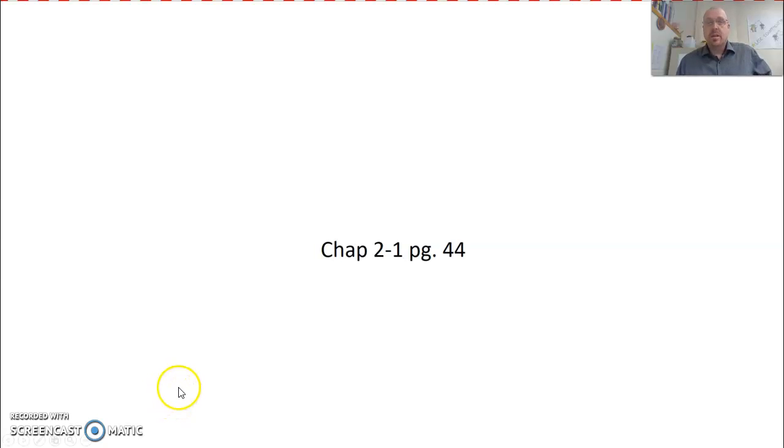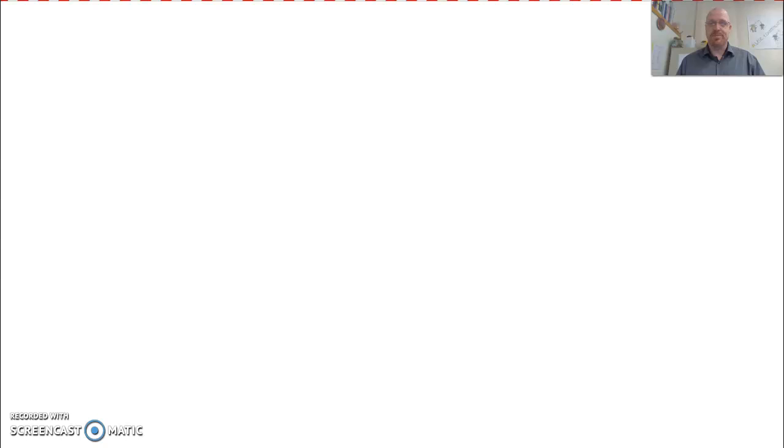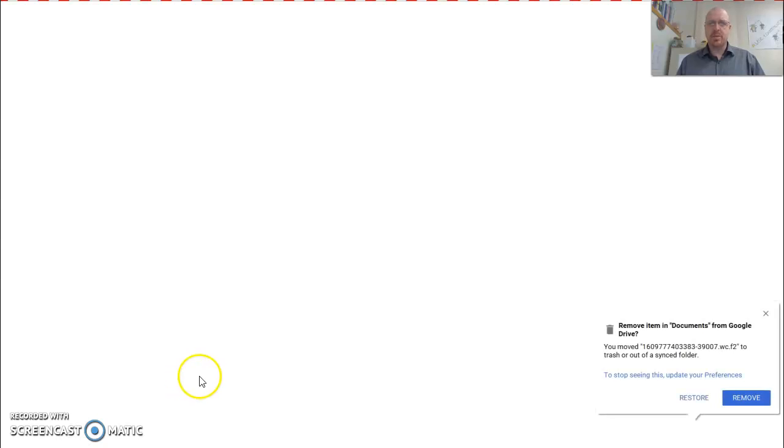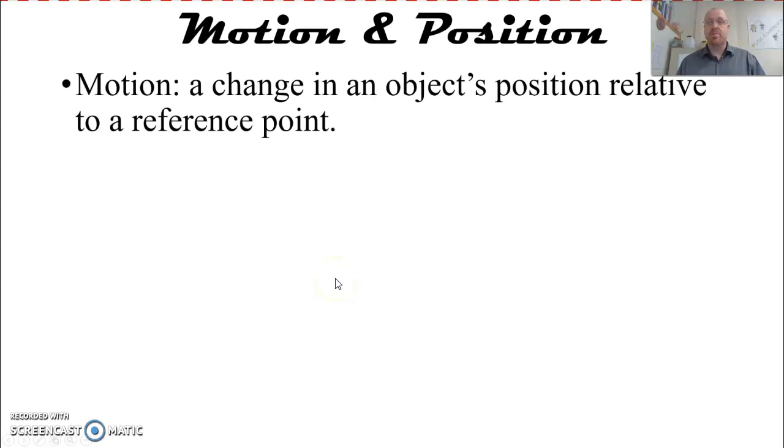Hello. Today we're going to be talking about motion, and that's found in Chapter 2, Section 1 of our physics books. Let's get started on motion. The first thing that we need to know about motion is that motion and position have definite terms, and we need to understand those terms.